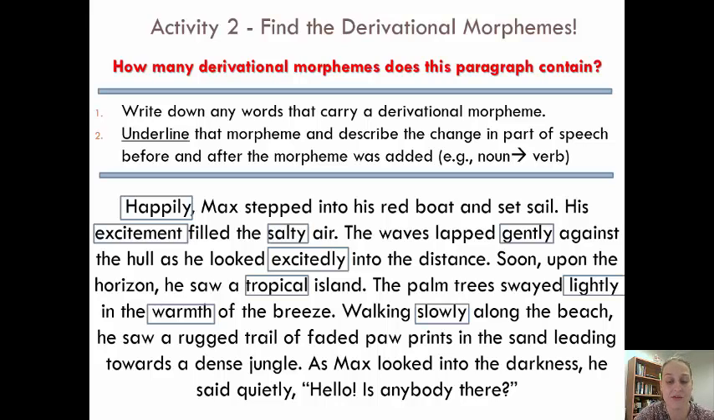Slowly, adjective to adverb. Rugged, noun to adjective. Same thing. Faded, it is a verb to an adjective. Darkness, we had adjective to noun. And then quietly, adjective to adverb. And that was it. That was all the words with derivational morphemes. Hopefully you got them all.